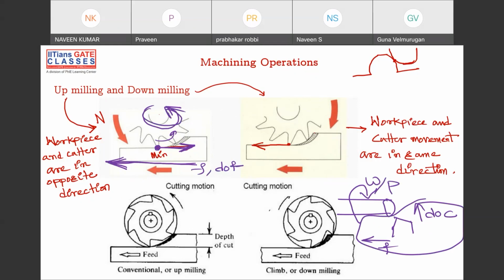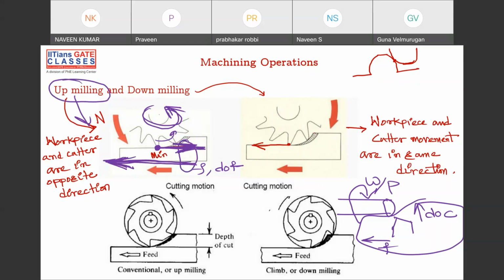Here, what did we see? The cutting movement is going in the right direction, and the workpiece is moving in the left direction. Now, if these two are in opposite directions, then this is called up milling. The workpiece is giving motion in this direction, and the cutting motion is happening in the left direction. Both are in opposite directions, workpiece and cutter. That's the reason why it is called up milling.